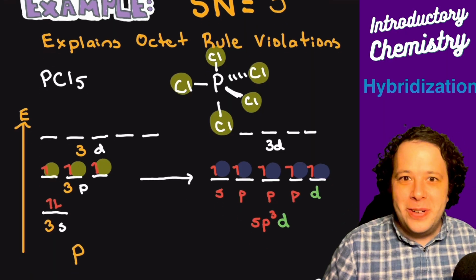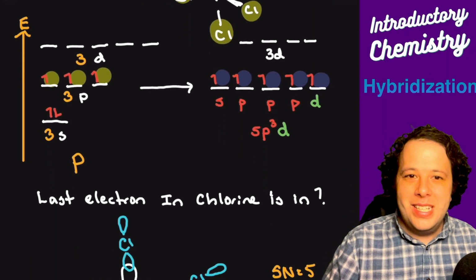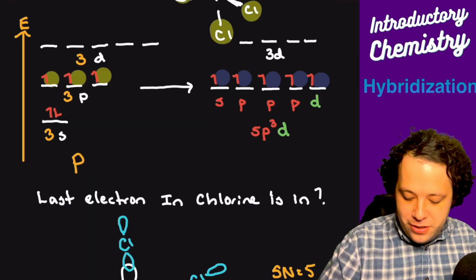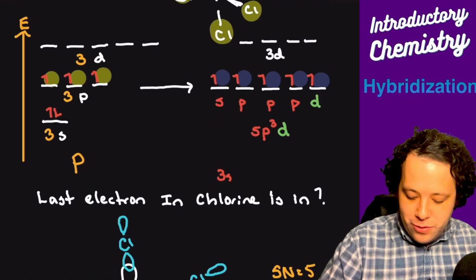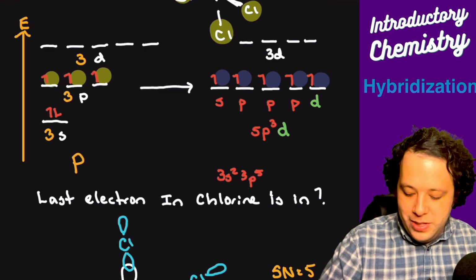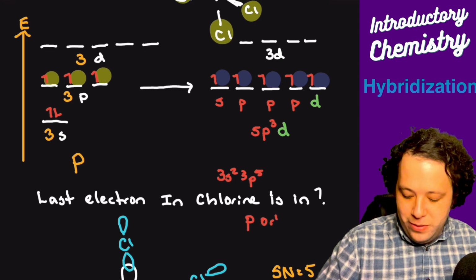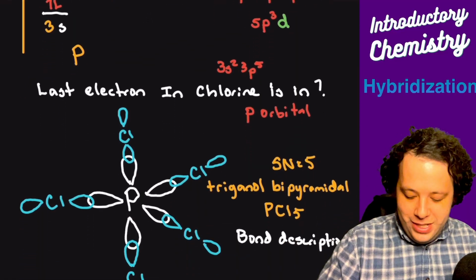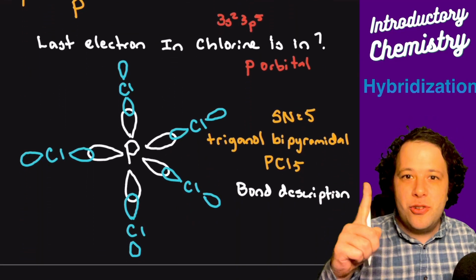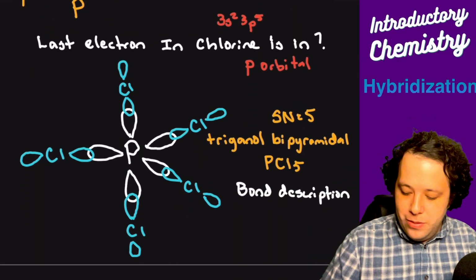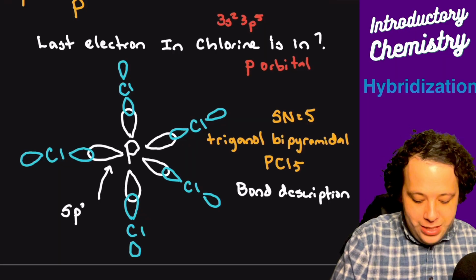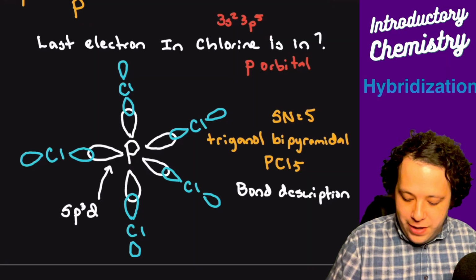That's incredible, right? Okay, so the next thing is, what was the last electron in chlorine? So we can complete this picture. If you remember, it's 3s2, 3p5. So the last one is in the p orbital. If you were to draw it, it's going to look something like this. It's trigonal bipyramidal. So, all right, what do we got here? In white, I have our sp3d orbitals. So we got the 5 of them there.